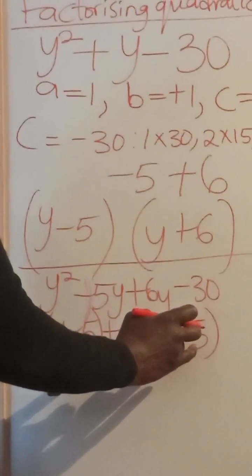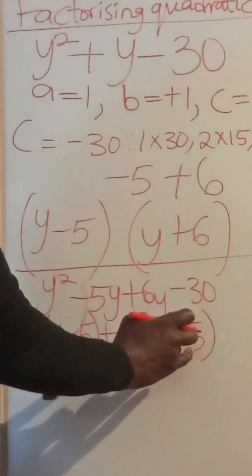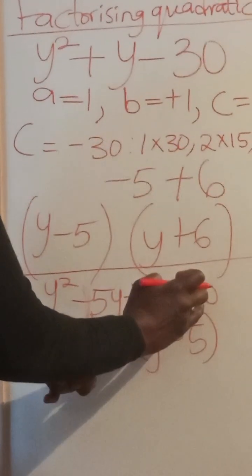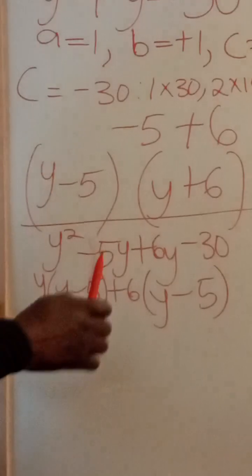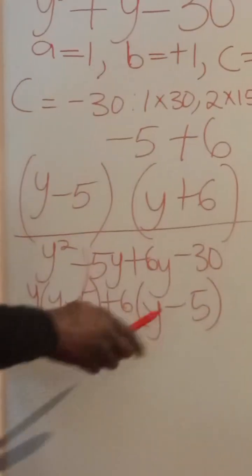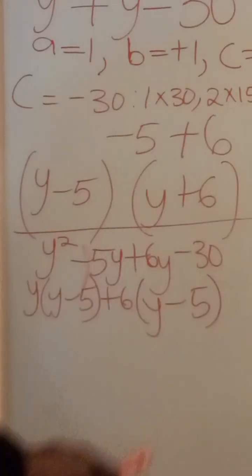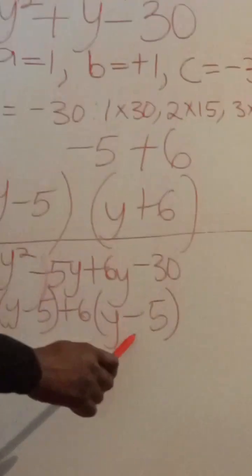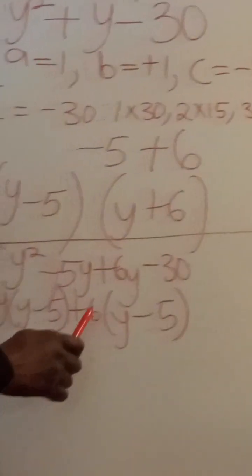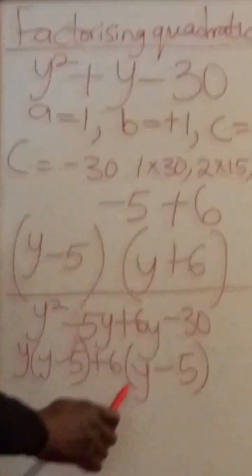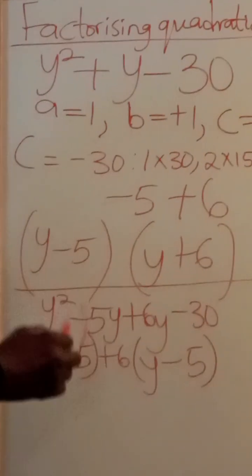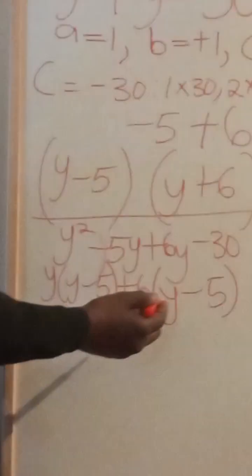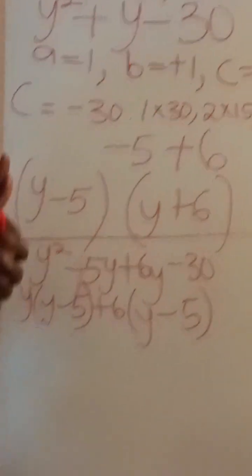It is plus 6 by minus 5 that will give us minus 30. So this place cannot be positive 5. It's negative 5 because plus 6 multiplied by minus 5 will give us minus 30. So since we have the same thing in the bracket, it is good work.